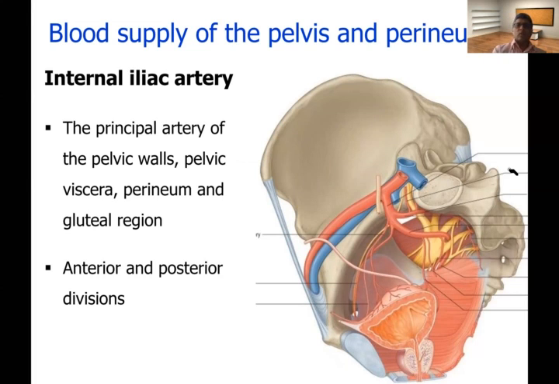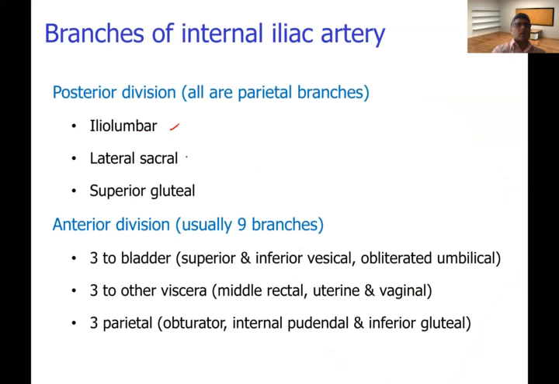Now, the first thing you need to remember is that it divides into an anterior division and a posterior division. A large anterior division, and a relatively small posterior division. The small posterior division has three branches: iliolumbar, lateral sacral, and superior gluteal arteries. This is more important than the other two because you have seen the superior gluteal artery in the gluteal region. When you dissected the gluteal region, you saw this emerging over the piriformis muscle.